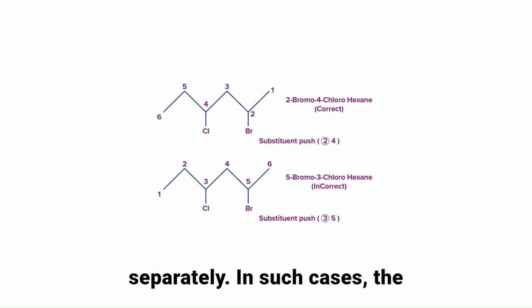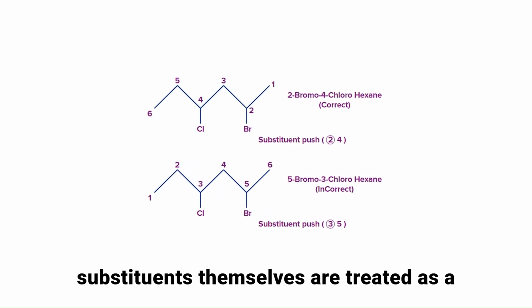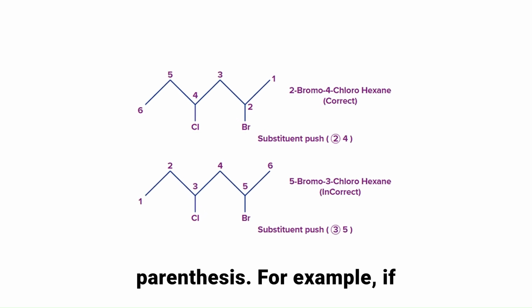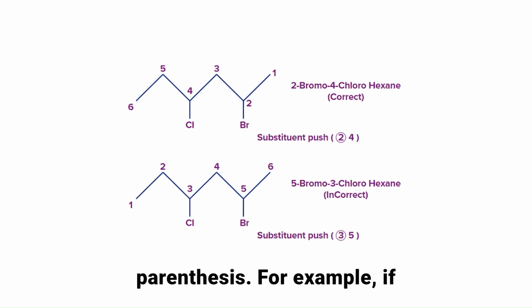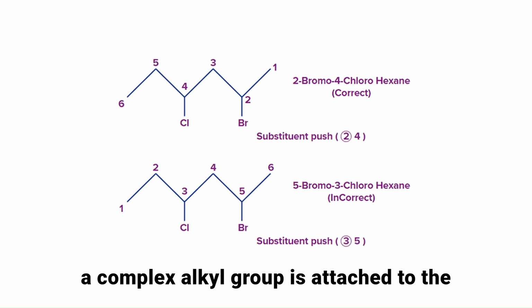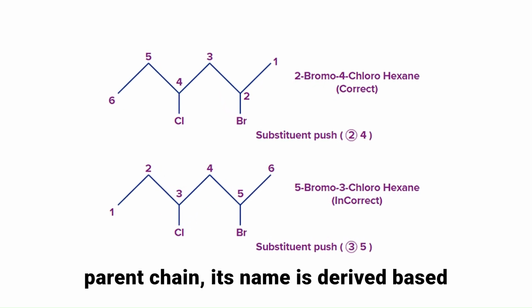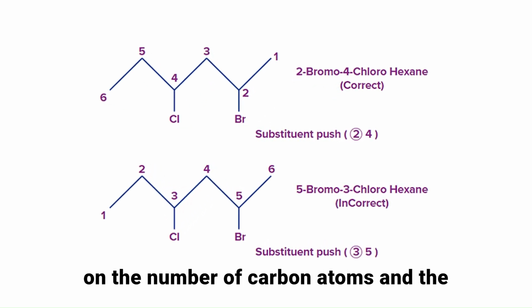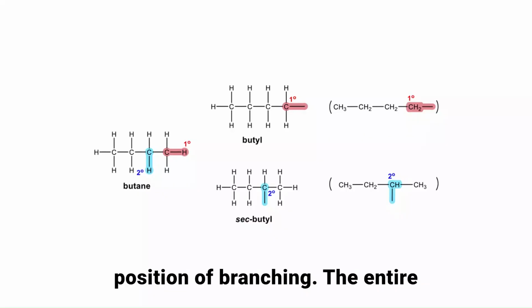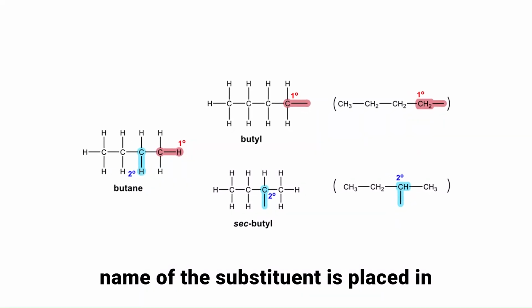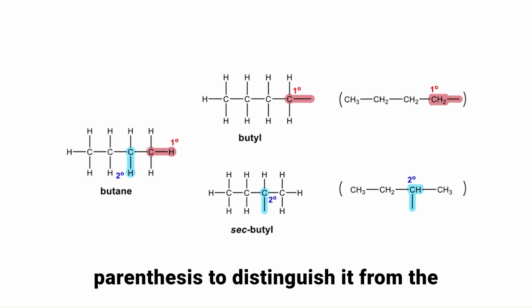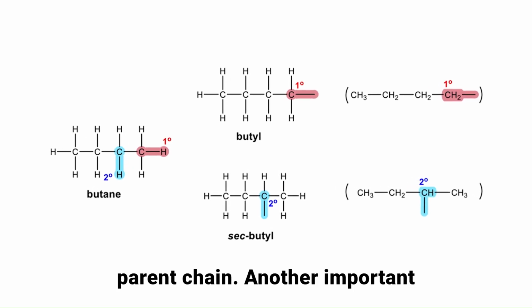Sometimes, organic compounds contain branched or complex substituents that need to be named separately. In such cases, the substituents themselves are treated as a separate entity and enclosed in parentheses. For example, if a complex alkyl group is attached to the parent chain, its name is derived based on the number of carbon atoms and the position of branching. The entire name of the substituent is placed in parentheses to distinguish it from the parent chain.